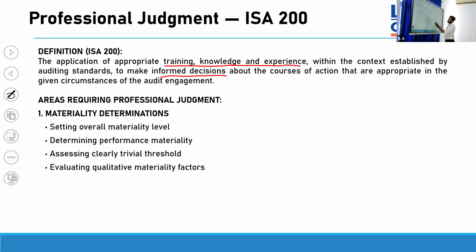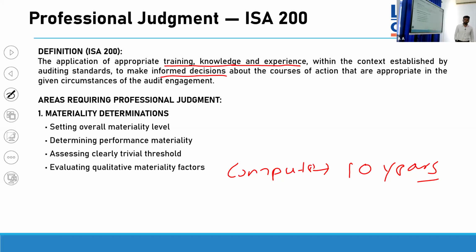For example, let's say one of our clients, for the computer and accessories class of assets, is depreciating over 10 years. They have a policy for depreciating these computer and accessories over 10 years on a straight line basis. That is okay, right?